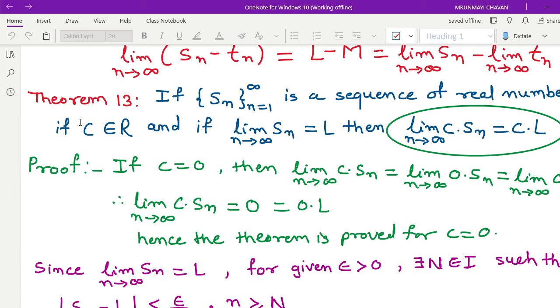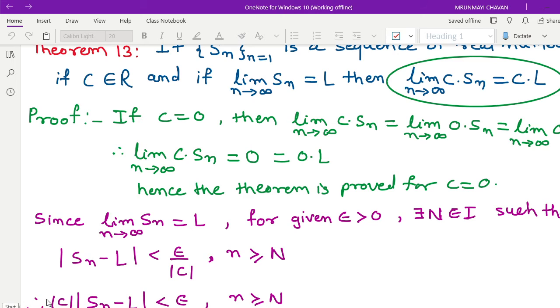Now the next theorem, theorem 13, is for product. Product means product of a constant number and a sequence. If the sequence Sn, n equal to 1 to infinity, is a sequence of real numbers, and if C belongs to R, meaning C is any real number, and if the limit of Sn as n tends to infinity is equal to L, then the limit of C into Sn is equal to C into L.